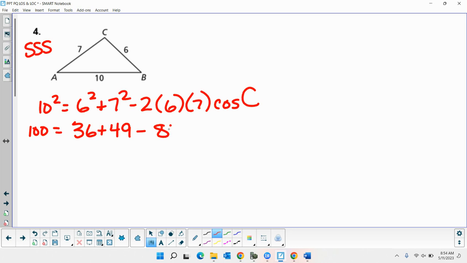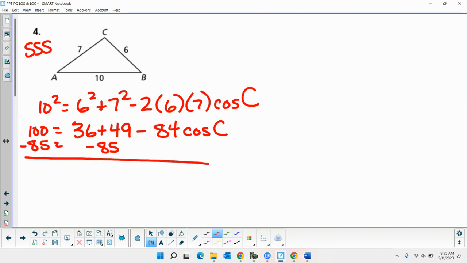42 times 2, 84. Okay. 36 plus 49 is what? 85? Is that right? So I'm going to subtract that 85 over. Do not do 85 minus 84. That's wrong. You can't subtract that 84 from the 85 because the 84 is being multiplied by the cosine of C. Okay? So that's 15 equals negative 84 times the cosine of C.